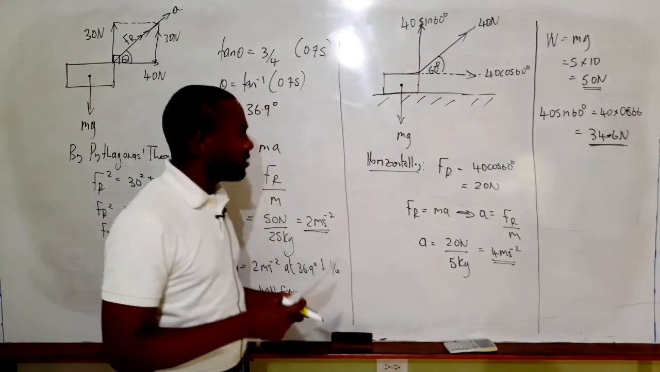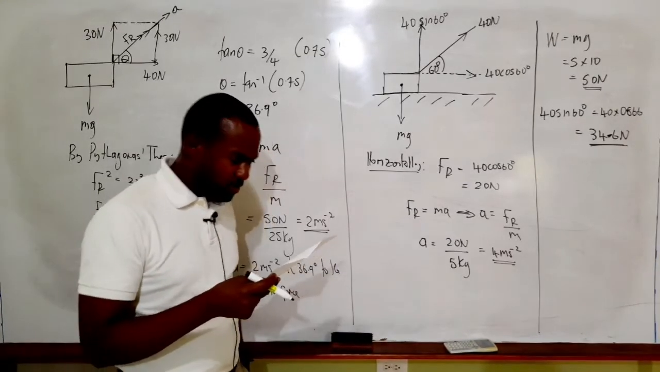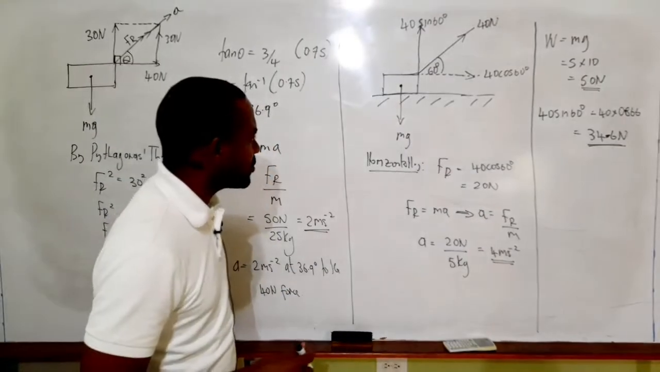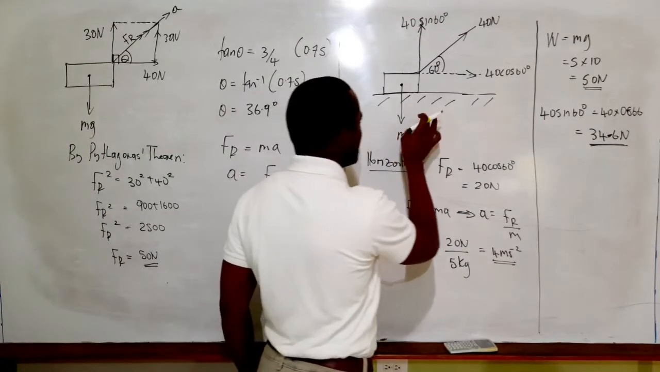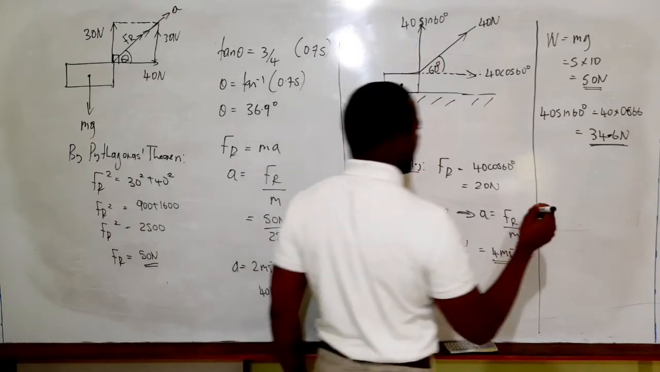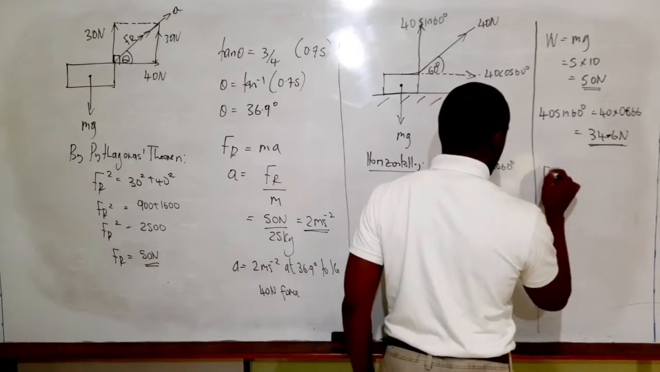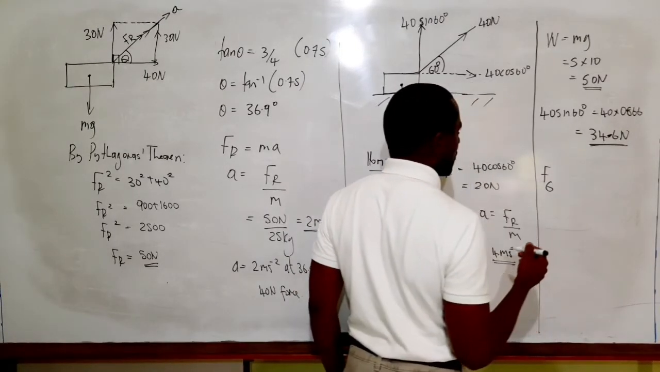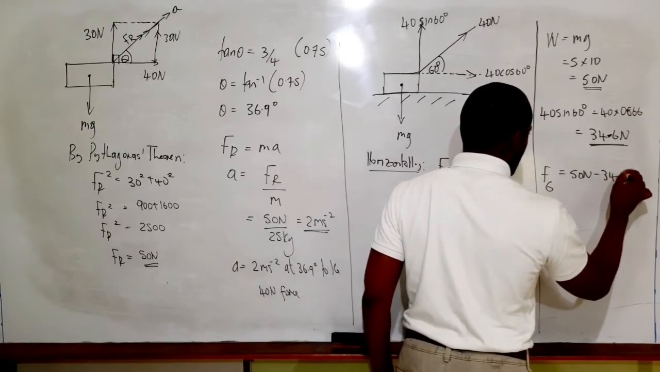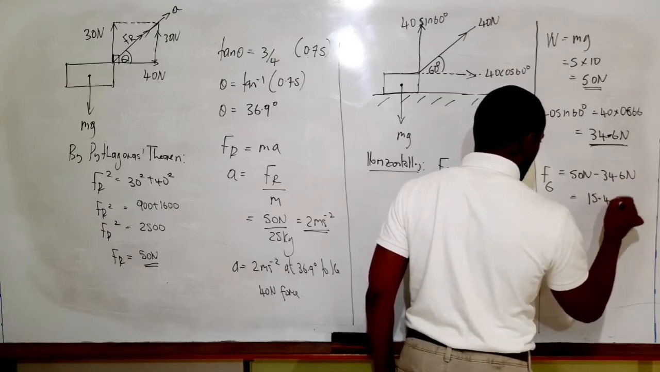And therefore the force the body exerts on the ground will be the difference of these two, right? So the force the body exerts on the ground is equal to the weight minus this component, and so let's call this force Fg, the force exerted on the ground. It will be equal to 50 newtons minus 34.6 newtons, and this gives us 15.4 newtons.